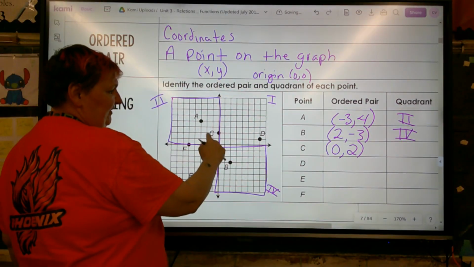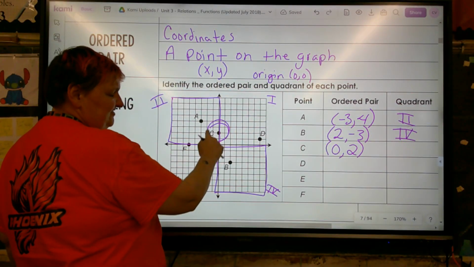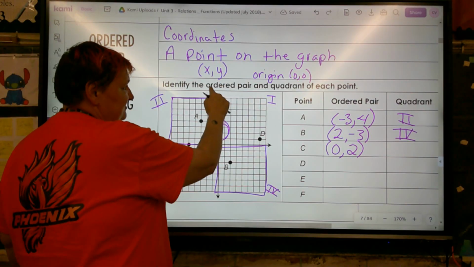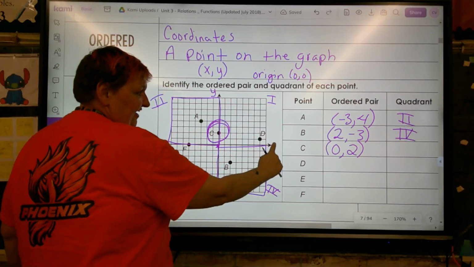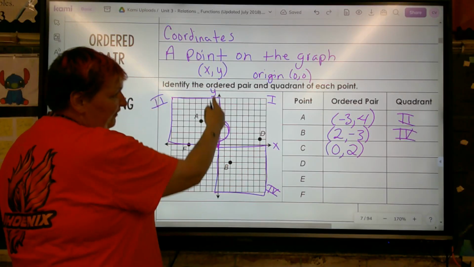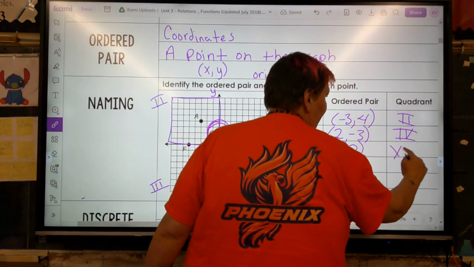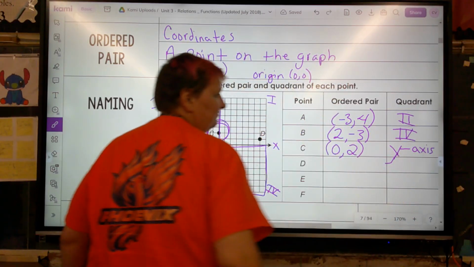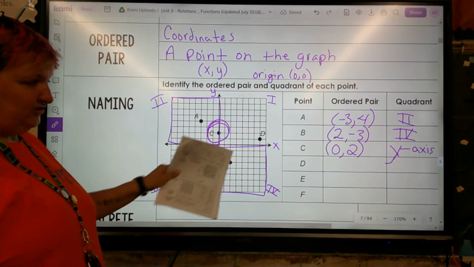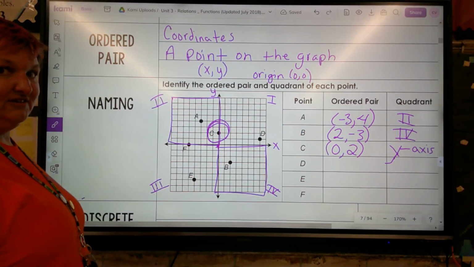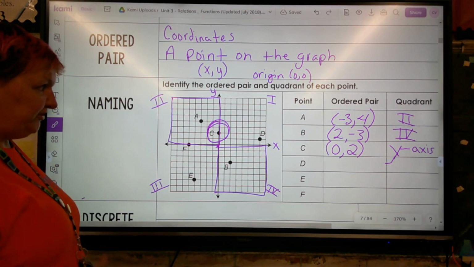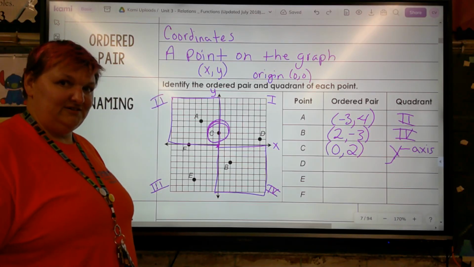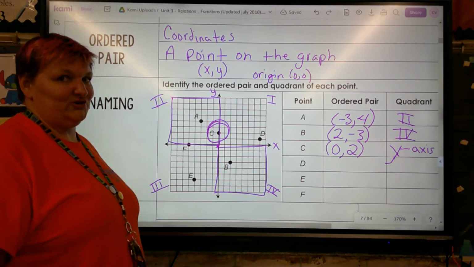And C, because it's on the axis, it is on the y-axis. This is the y-axis. Remember, this is the x. Because it's on the y-axis, you just put y-axis. Again, you do D, E, F. I'll be checking. When you bring me the guided notes, I will check to make sure they are complete before I give you your first mastery check.